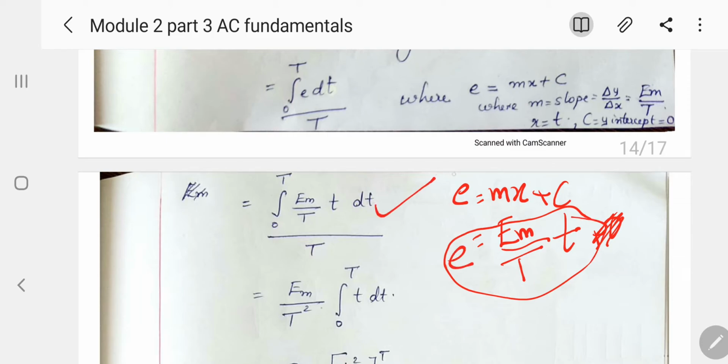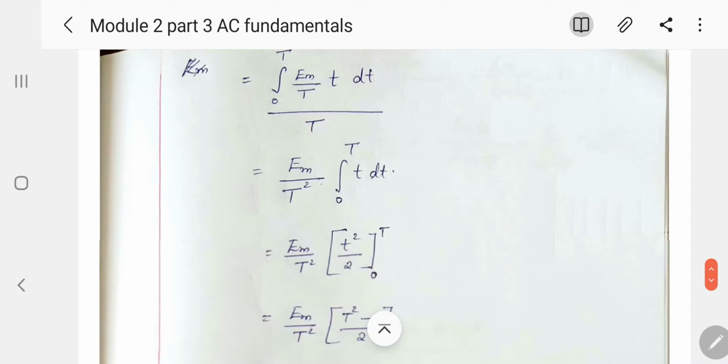We are substituting it here and finding the answer. So Em by T into small t, integrating it, constants are taken outside, the whole divided by T. Don't forget that one, that is the time period for one cycle.